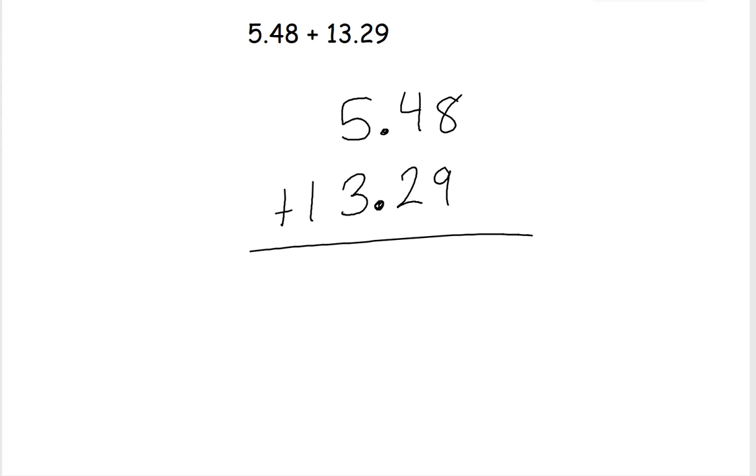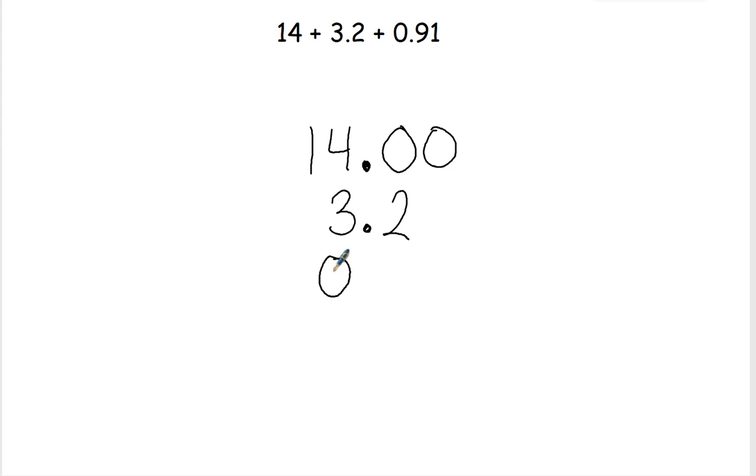Okay, now I'm going to add these numbers. So when I add them, again, line up the decimal place. So I have $5.48 plus $13, or just 13.29. Okay, so 8 plus 9 is 17. Carry the 1. 1 plus 4 is 5, plus 2 is 7. Bring the decimal point straight down. 5 plus 3 is 8. 1 plus nothing is 1. So the answer is 18 and 77 hundredths.